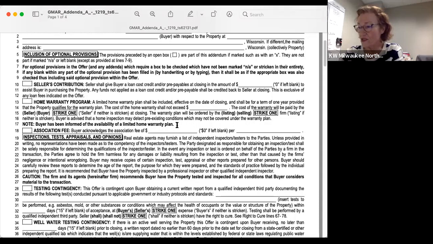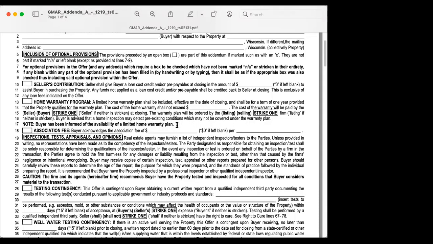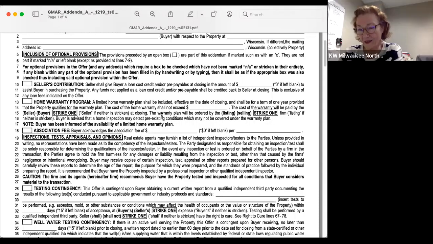There's been a question sometimes when a home warranty plan is available, it is not marked in the offer that the buyer wants it. And the ruling is that the offer prevails. So if the buyer did not check that they wanted it, they're not getting it, even though the seller was offering it.